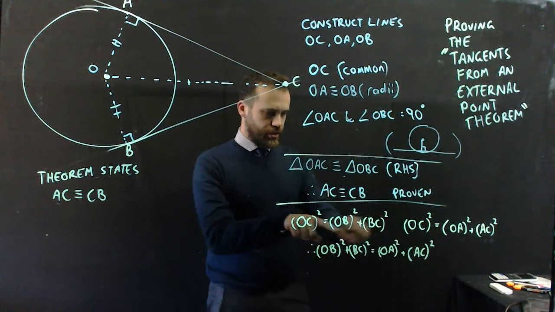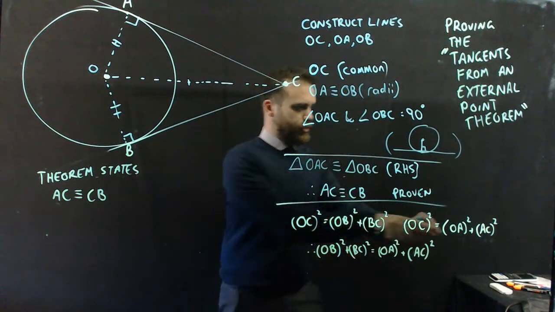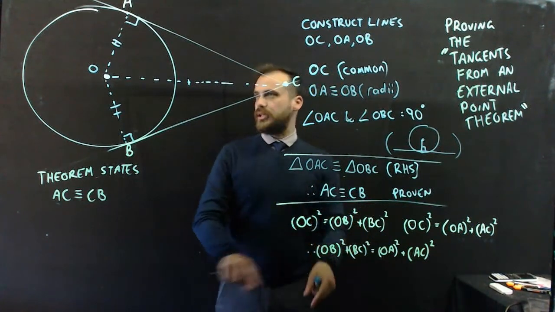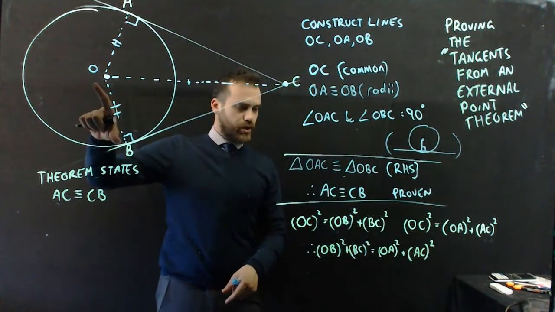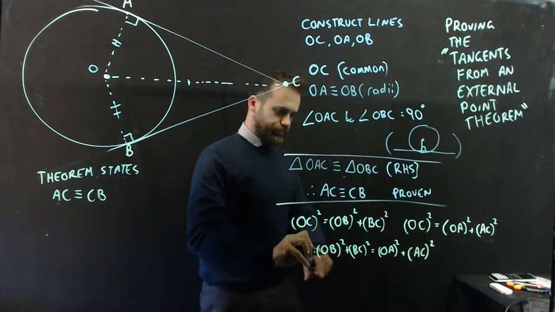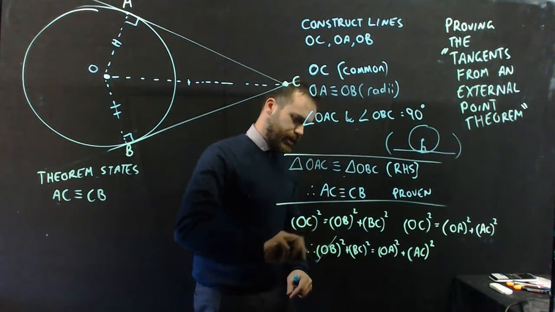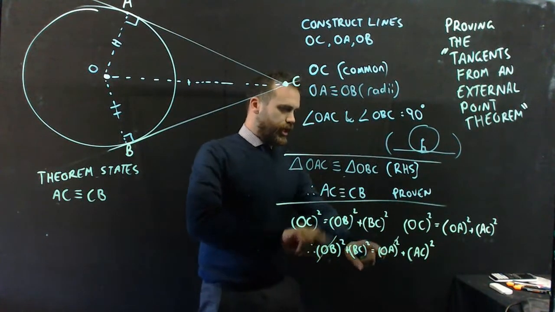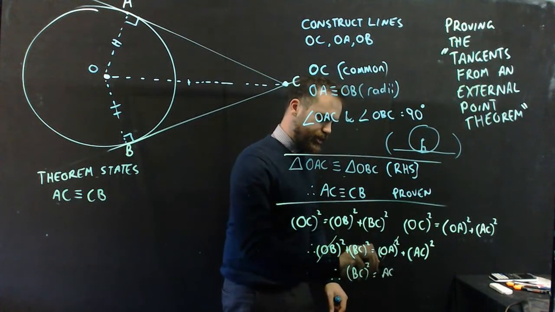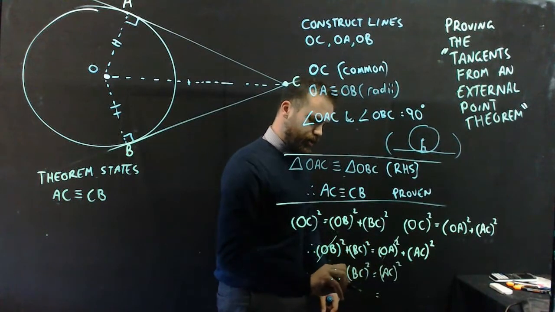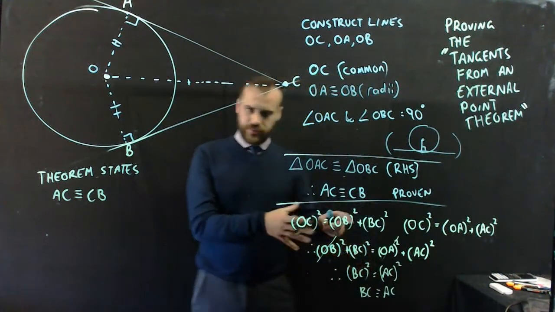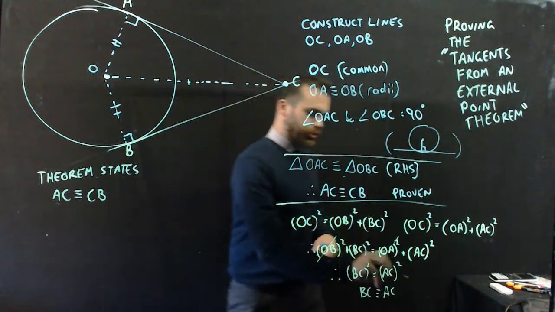So this equals OC squared, so we can put that here. And this equals OC squared, so they must be equal. And then take a look at here. We know that OA equals OB, so OB squared equals OA squared. So we can cancel these out because they're equal, and therefore BC squared equals AC squared, and we can finish now by saying that BC equals AC, and I suppose we should say that they're congruent, and then that's proven.